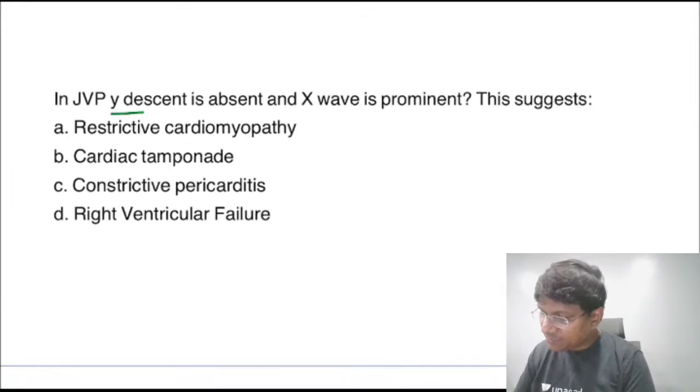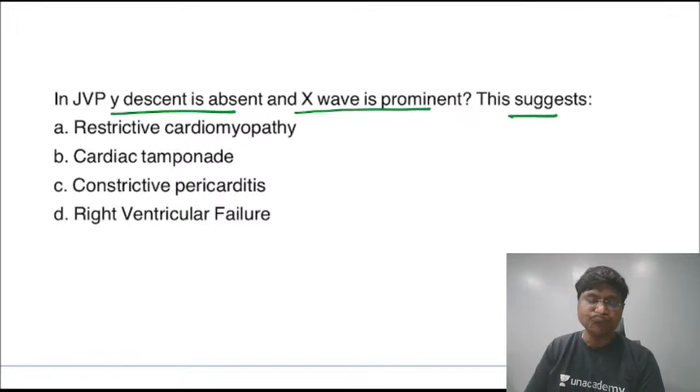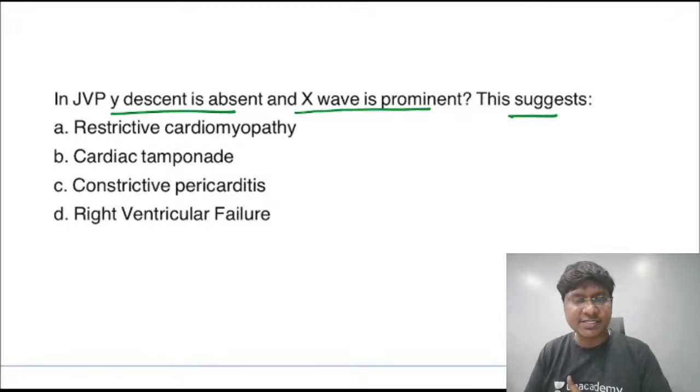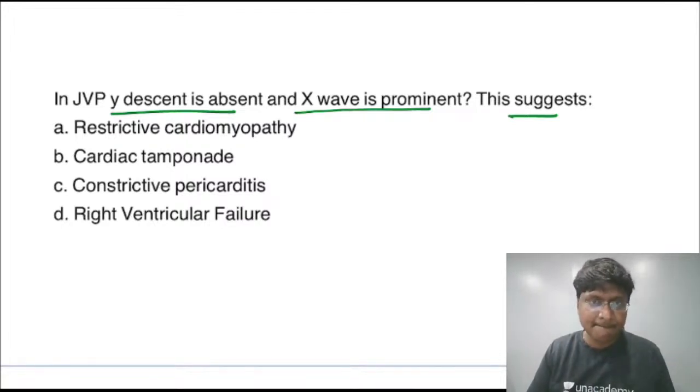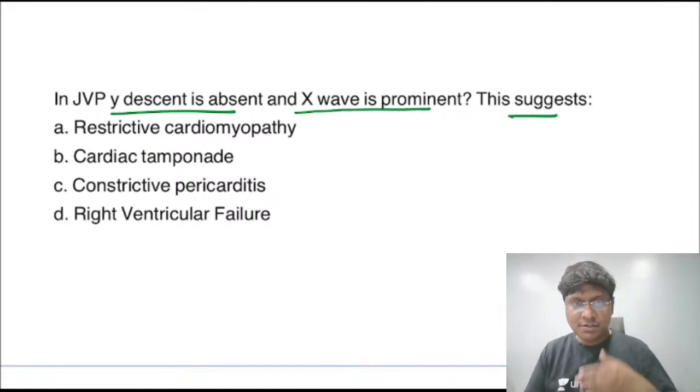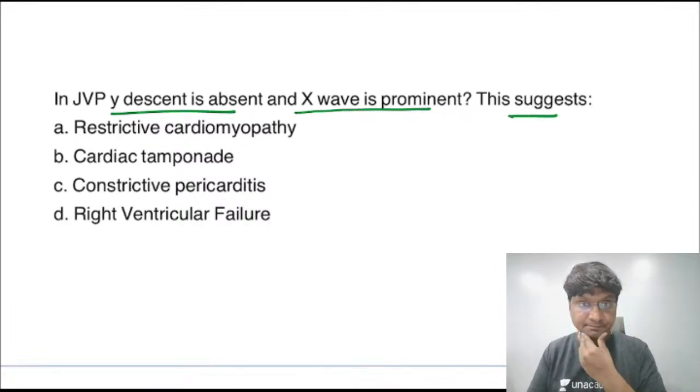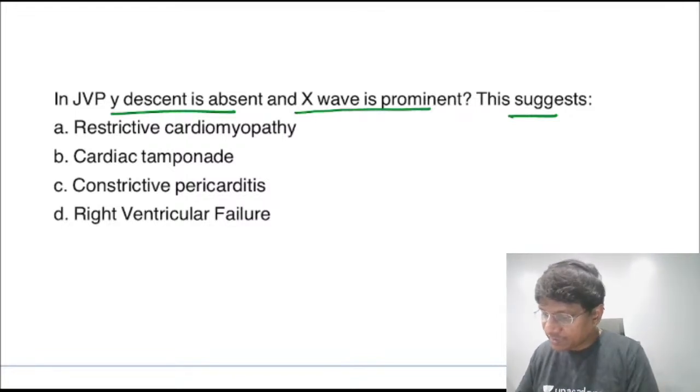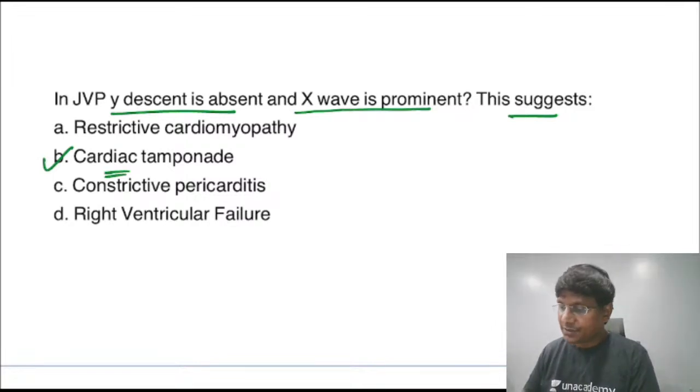In the JVP, Y descent is absent and X wave is prominent. What does this suggest? Restrictive cardiomyopathy, cardiac tamponade, constrictive pericarditis, right ventricular failure. Right. So the correct answer is cardiac tamponade. Okay. In cardiac tamponade, you will have the X wave prominent and Y wave being absent.